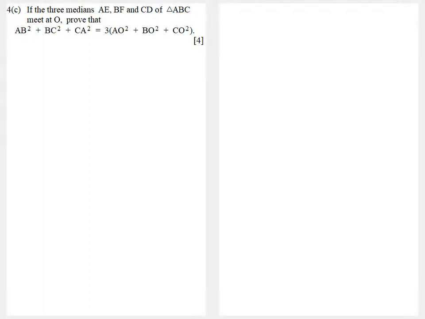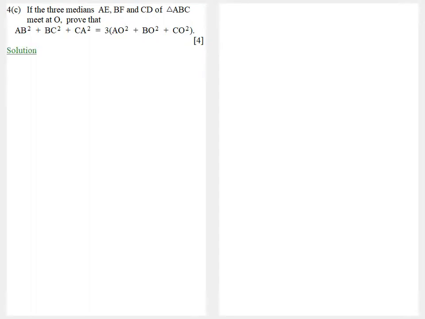Rajshahi, Higher Maths, 2017, question 4c. If the three medians AE, BF and CD of triangle ABC meet at O, prove that AB squared plus BC squared plus CA squared equals 3 into (AO squared plus BO squared plus CO squared).